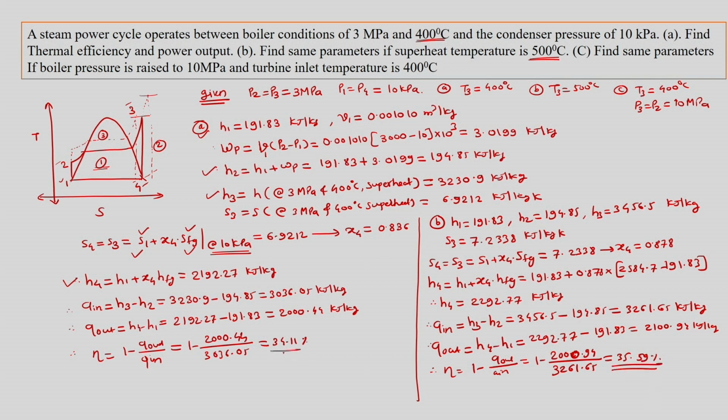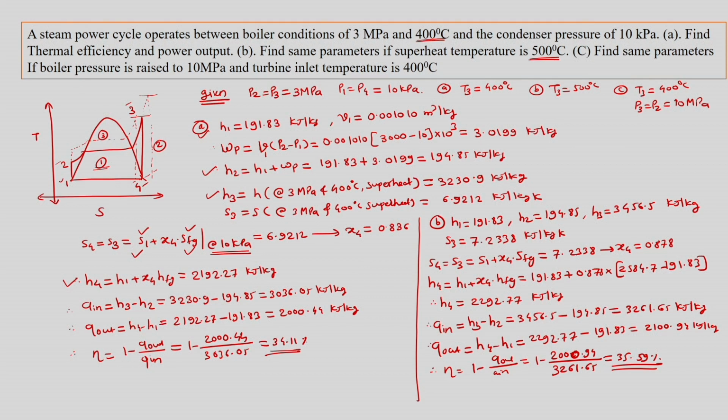So we can compare two efficiencies. In the first case we had efficiency 34.11%, and for 34.11% the turbine inlet temperature was 400 degrees Celsius. But now we solve the same example for turbine inlet condition of 500 degrees Celsius. It should be remembered here that if we increase the turbine inlet condition for the same condenser condition, then we will have more mean temperature of heat addition, and that would lead to increase in efficiency of the cycle.